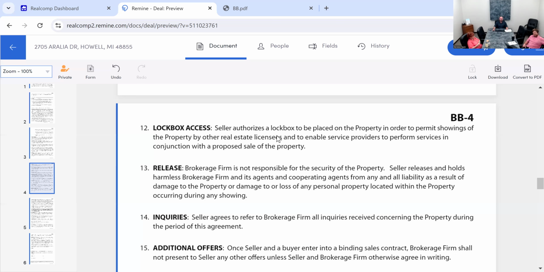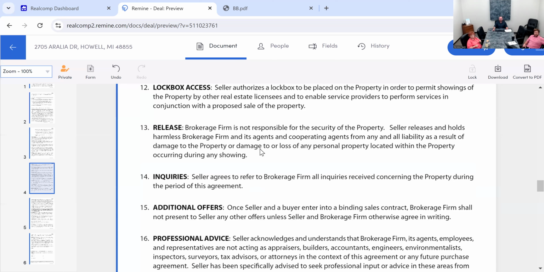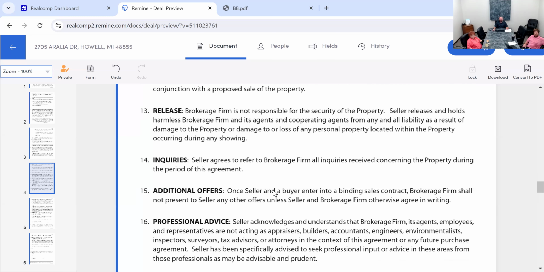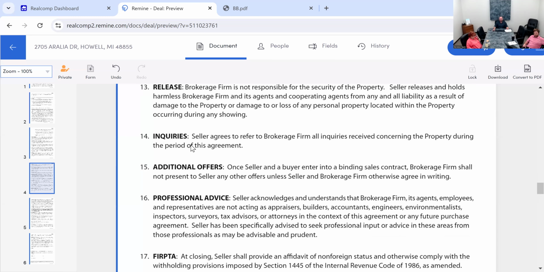So, all right, the brokerage firm is not responsible for the security of the property. I mean, criminality occurs during showings and all that. The sellers will not hold us liable for the result of damage or theft. Seller agrees to refer to the brokerage firm all inquiries received concerning the property during the period of this agreement.